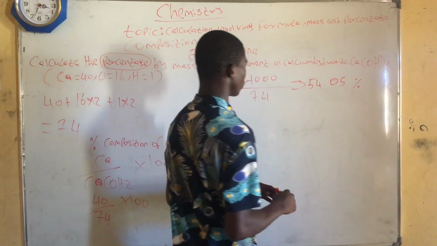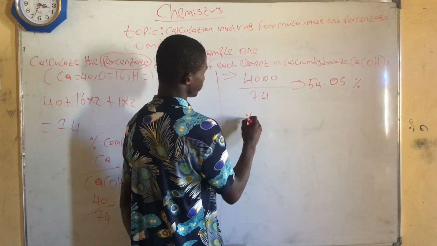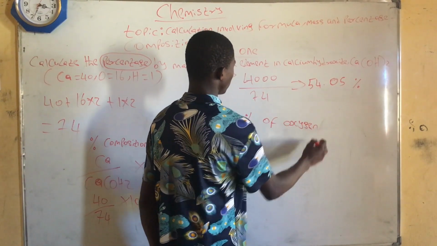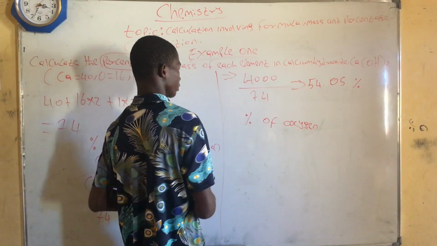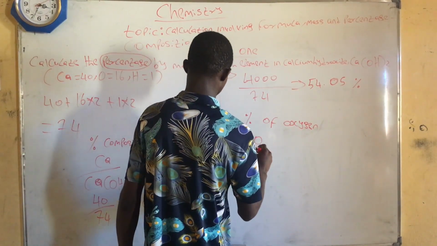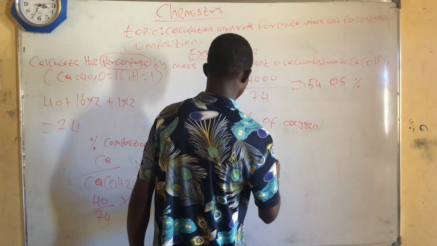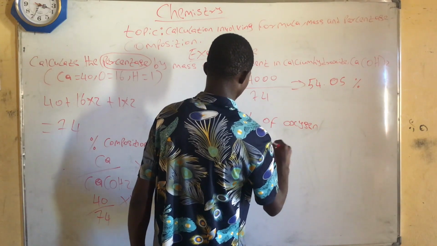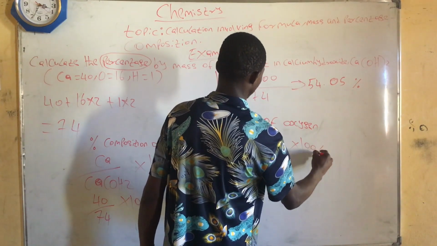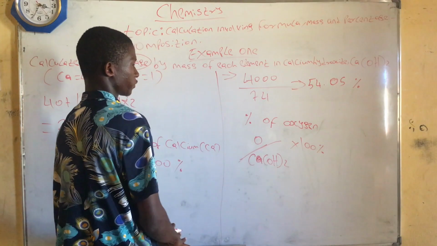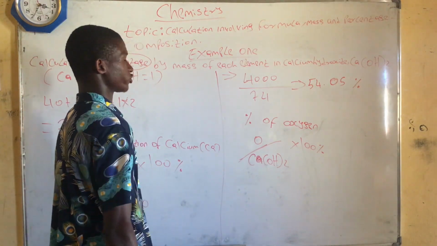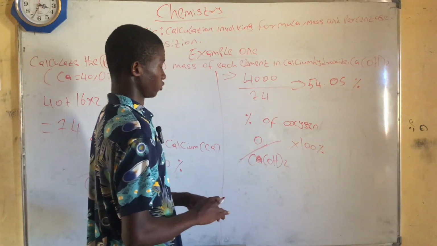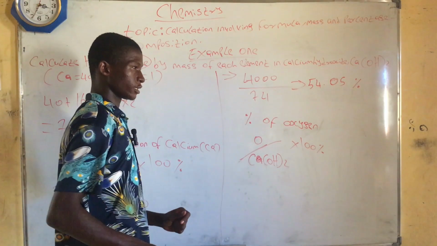Now we calculate the percentage of oxygen using the same formula: oxygen over calcium hydroxide, times 100%. What is the mass number of oxygen here? It is 32.